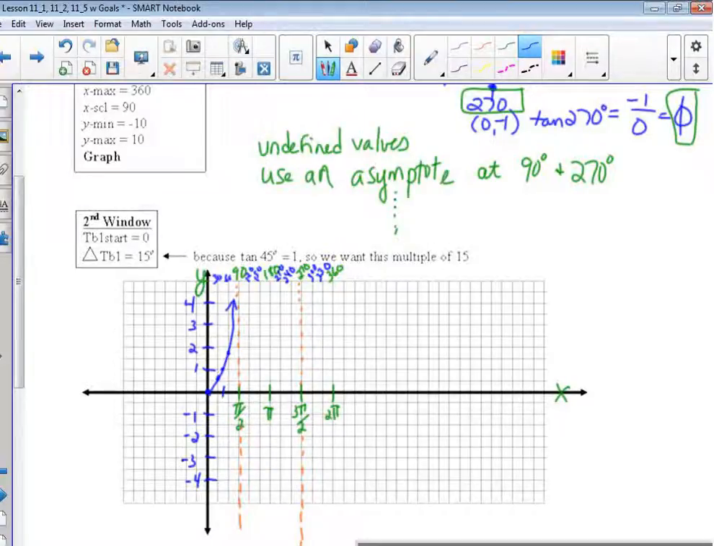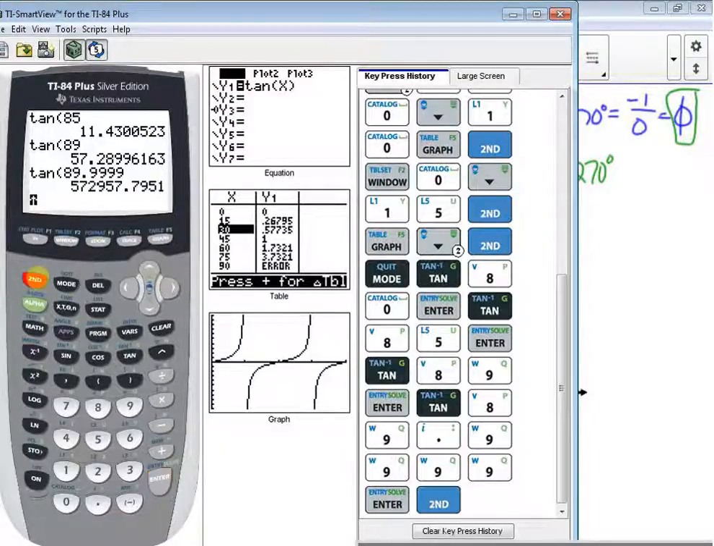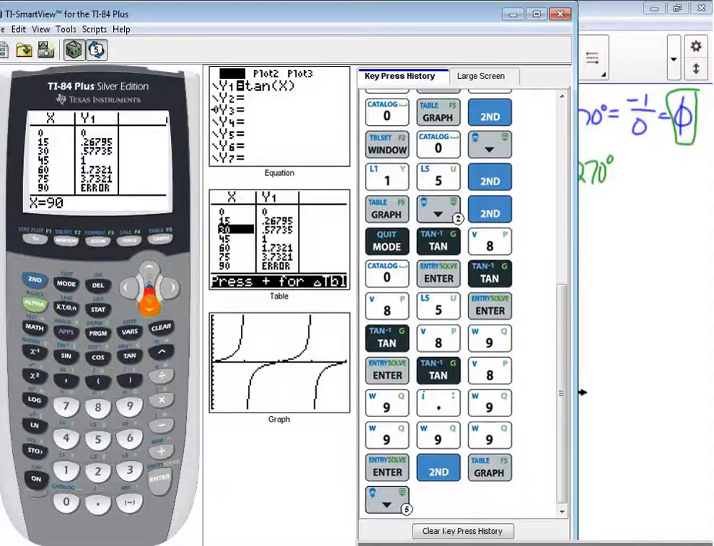All right, so then let's go back and get some points off our calculator for the rest. So if I go down here and take a look, there's some more. So 120 is negative 1.7, and 135 is negative 1, because tangent is negative with a reference angle of 45 in quadrant 2, and at 150 we're at negative 0.6. And then at 180 we are at 0.